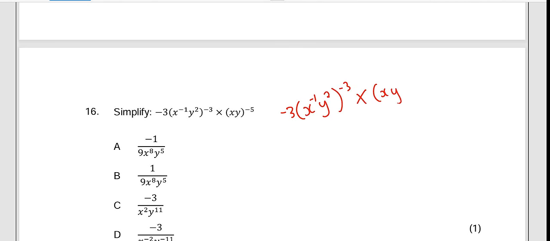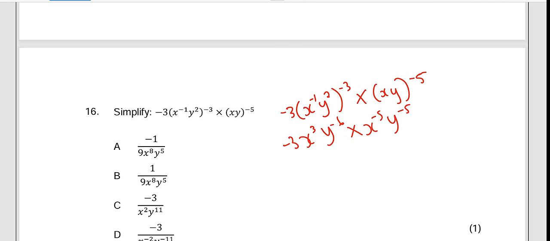Multiply by xy minus 5. The laws of exponents say that the exponents must multiply each other. X to the negative 1 times negative 3 is going to give me 3. Y to the 2 times negative 3 is going to give me minus 6. Each variable here will take the exponent. It's going to be x minus 5, y minus 5.